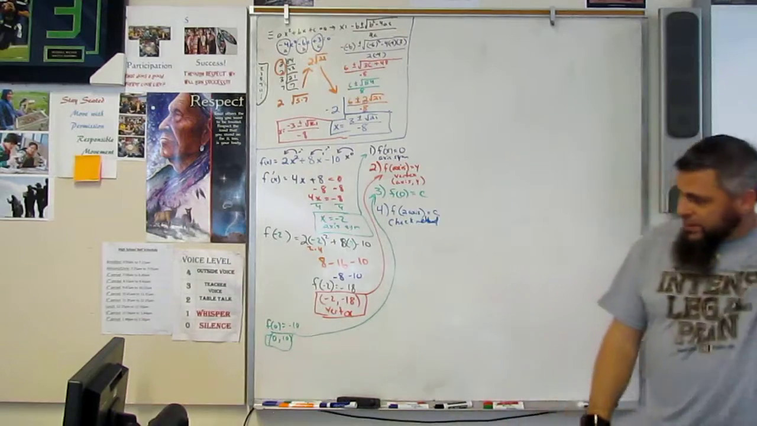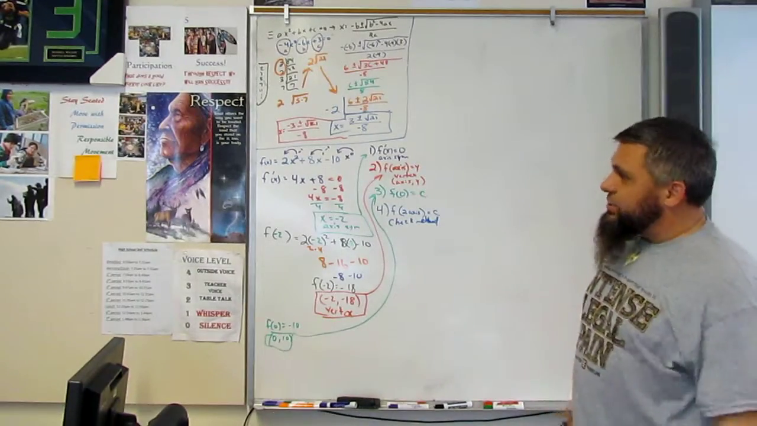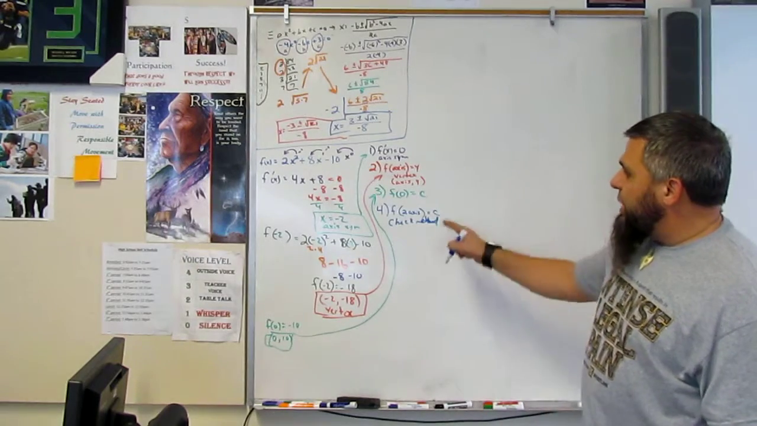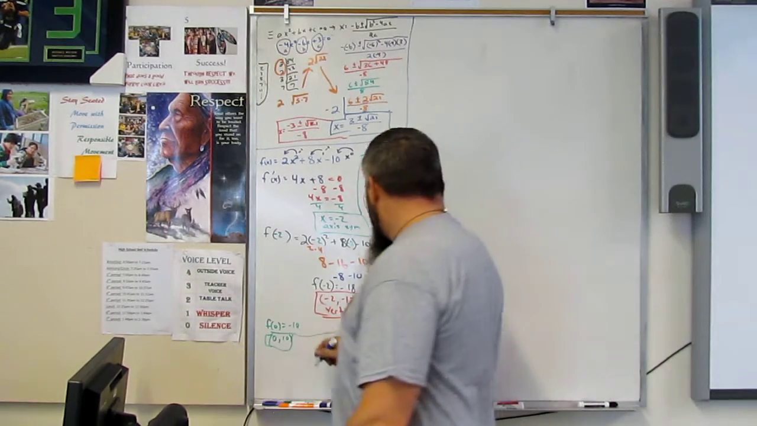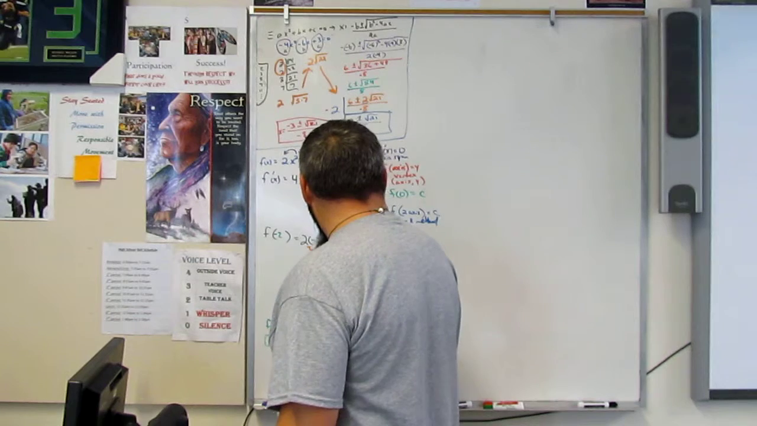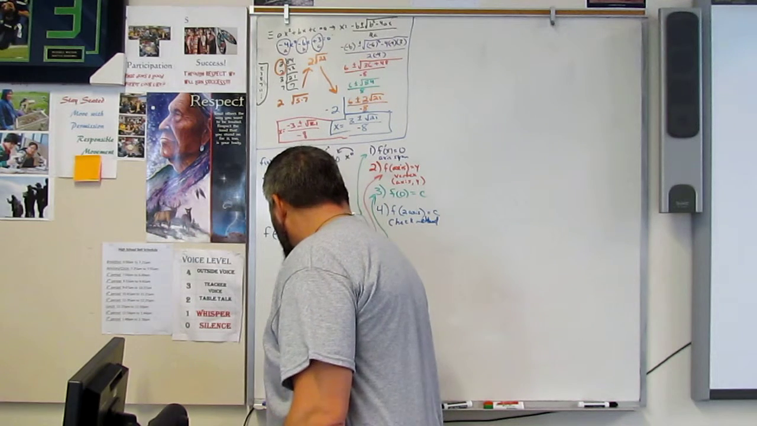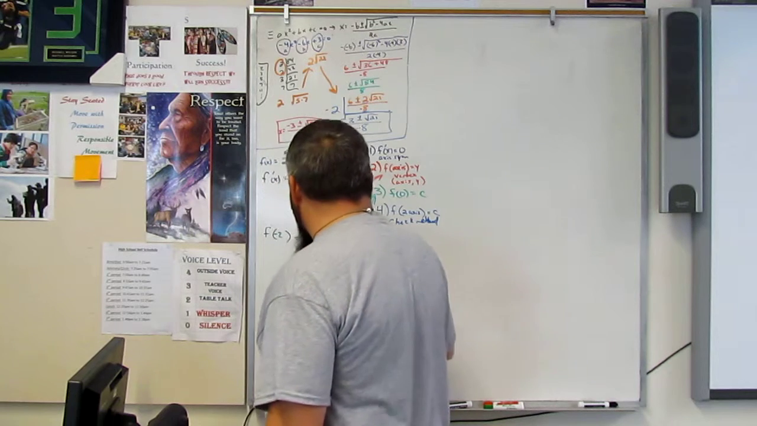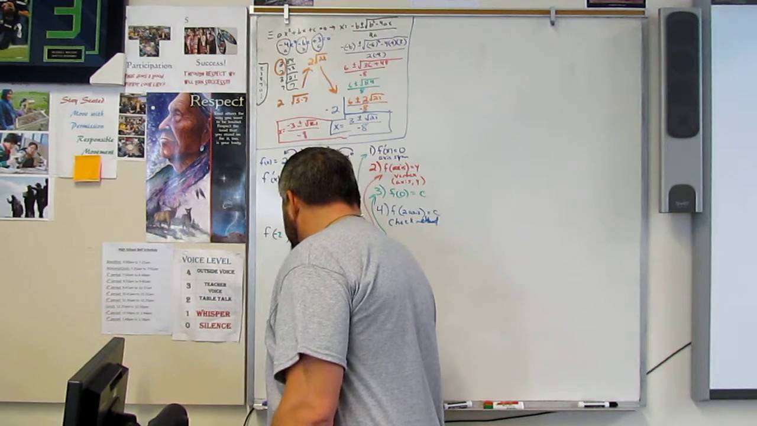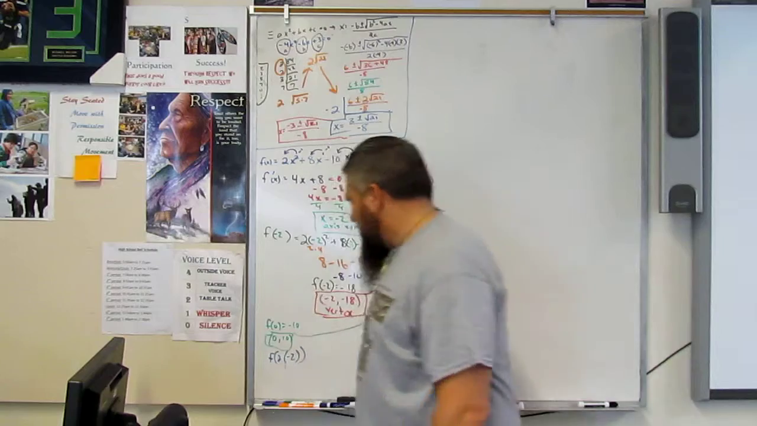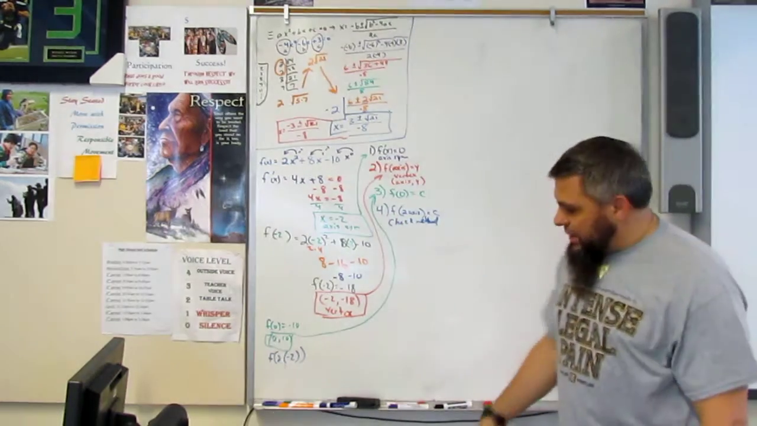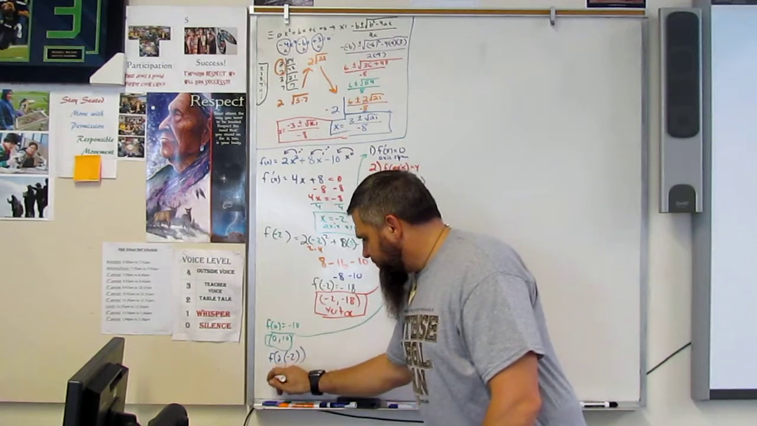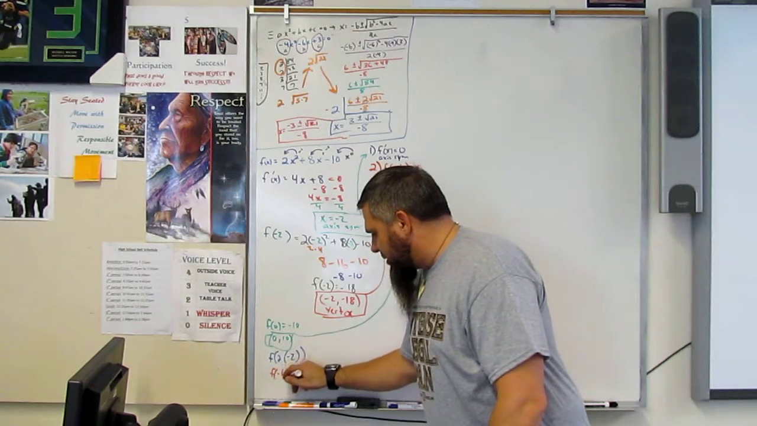Okay, it's a check method. I'm trying to check and make sure that my math is right. So I want to plug in f of 2 times the axis. And in this case, the axis is negative 2. So what am I doing? I'm plugging in f of 2 times negative 2, which is f of negative 4.